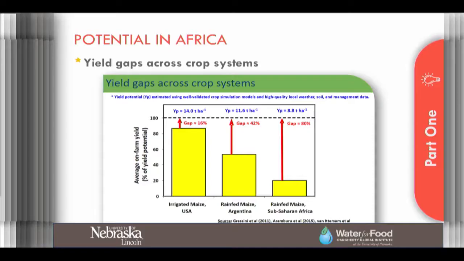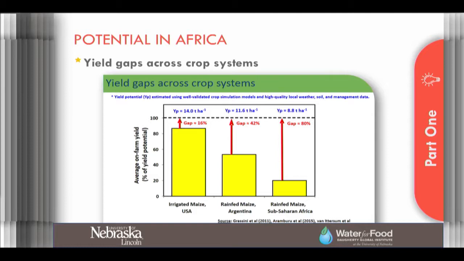So in Africa, there is a huge potential because currently there is an 80% yield gap in rain-fed maize, as was done by Patricio Grassini. In the United States, the yield is almost 80% of what they can achieve. In Brazil, the figure is around 40%, while in Africa, the current capacity is still at 20%, meaning there's going to be an 80% potential for increase in production in this region.